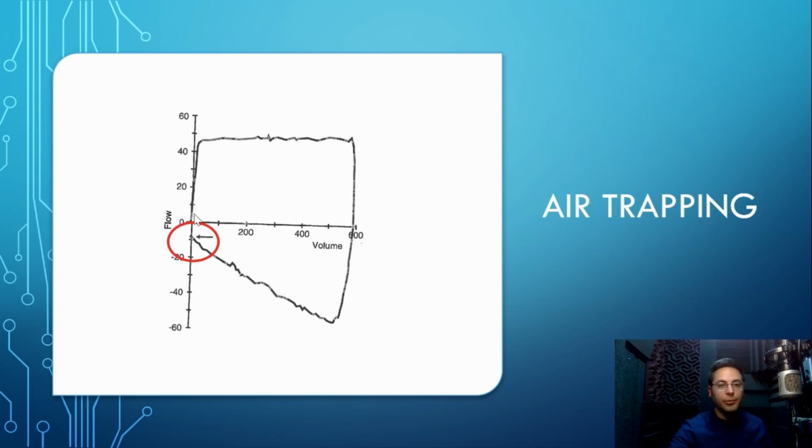On this particular loop, we have a normal inspiratory side, and on the expiratory side, we see our gradual deceleration and no return to baseline there, indicating air trapping.